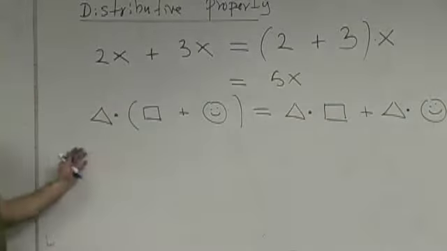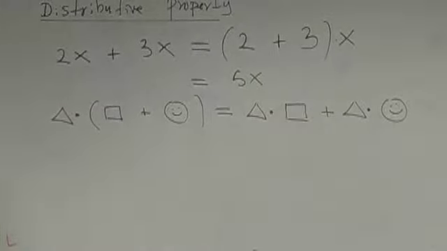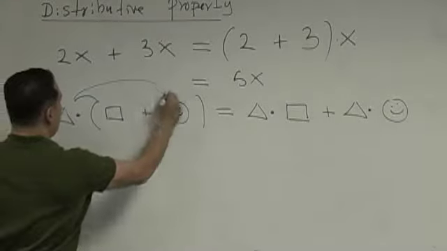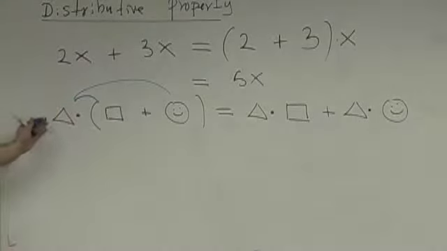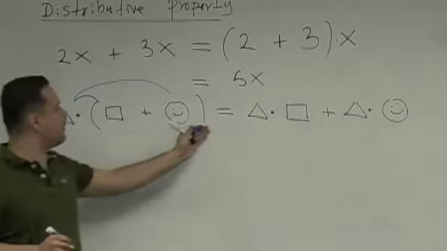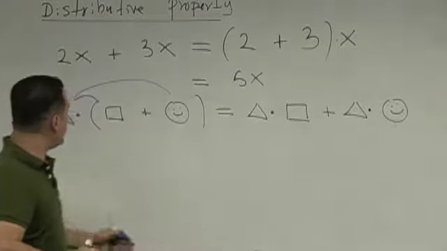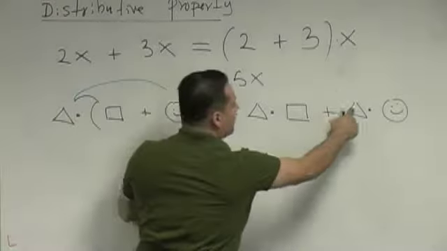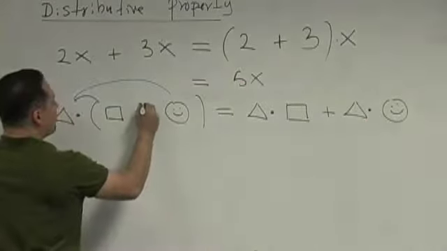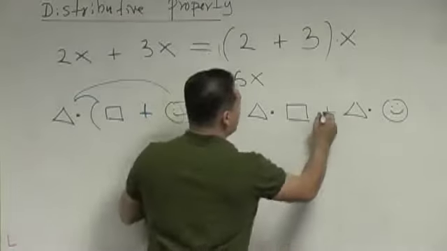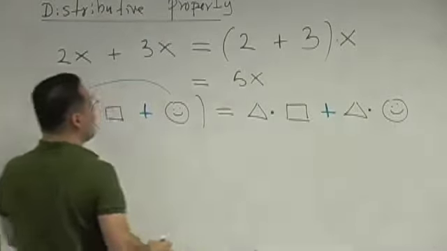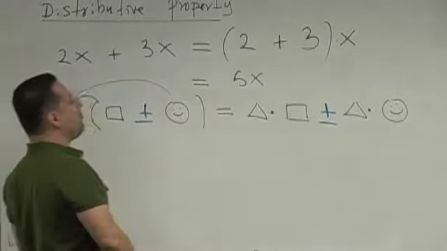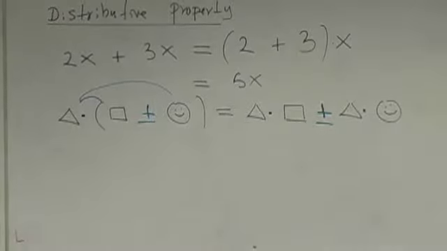Do you guys remember this property? Some people look at it this way. They'll say my triangle has to be multiplied to the square. Here it is, triangle times square. And my triangle also has to be multiplied to the happy face. Here it is here. And don't forget, you have your addition. This is my addition. And this also works if you had subtraction as well. So here's your distributive property. Okay.